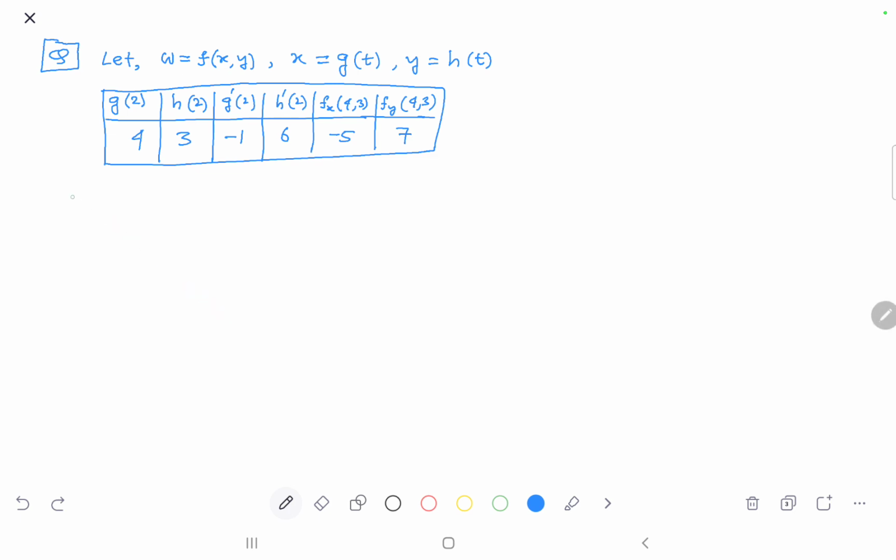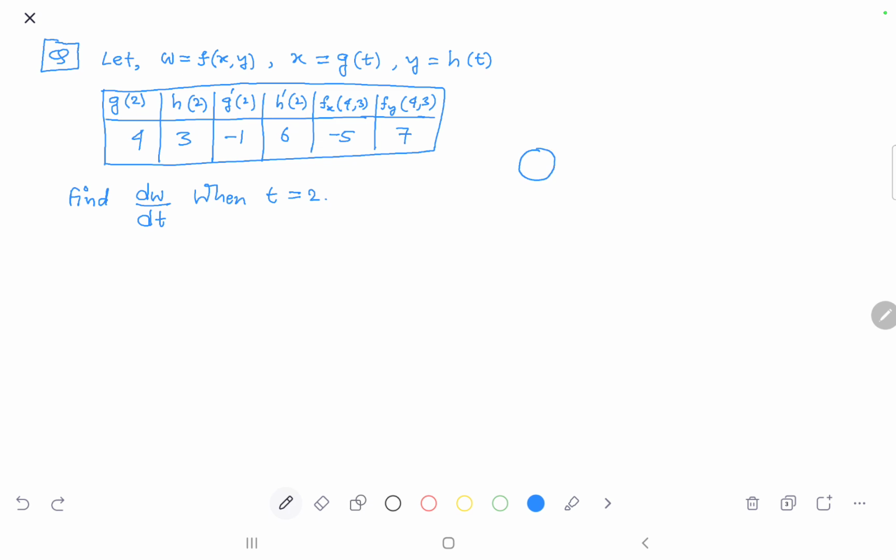Find. So we have function w. It is a function of x, y. x is a function of t. y is a function of t. Now they ask to find dw/dt when t equals 2. From this table we have to calculate. Okay, it is the chain rule, right?